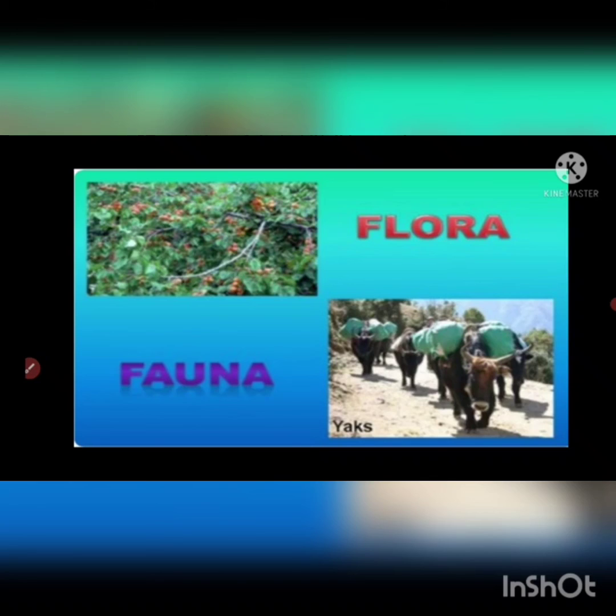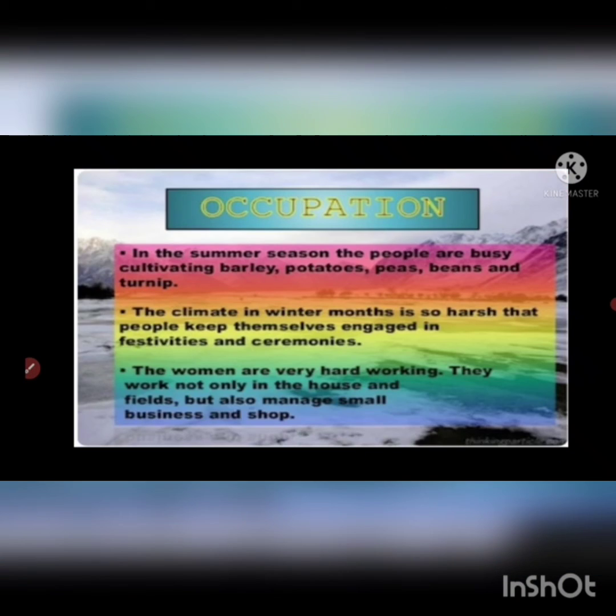The animals are reared to provide milk, meat, and hides. Now, we have discussed the flora and fauna. As I have already told you, flora is the species of plants and fauna is the species of animals. So, the animals surviving here are those who survive in the cold area. Now, what is the occupation of the people there?